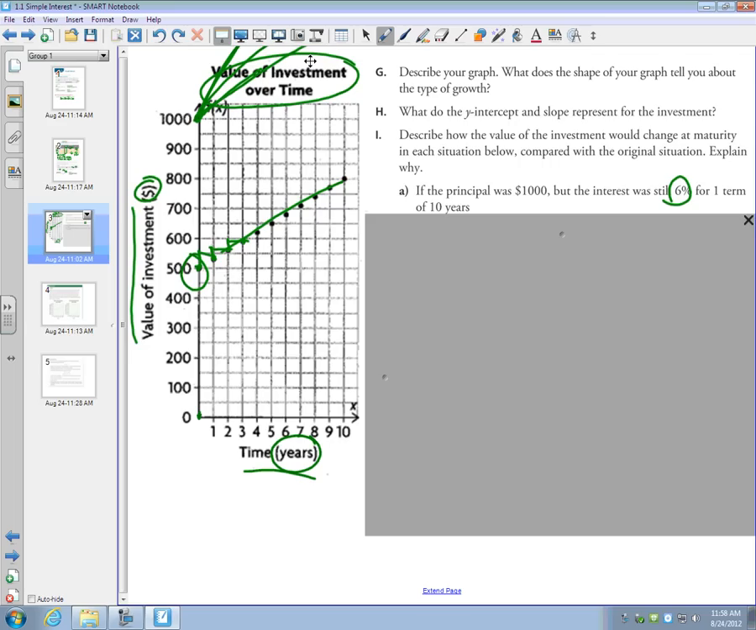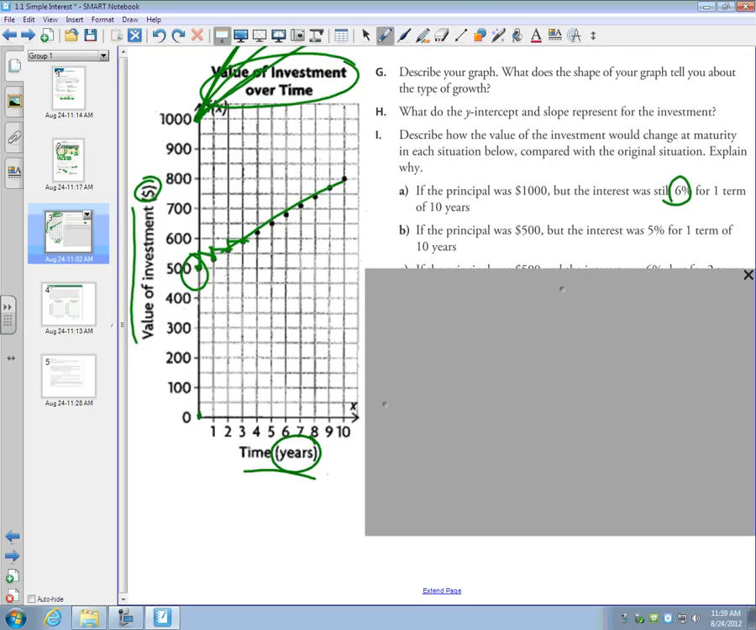B. Principal was 500, but the interest rate was 5%. So we'd still start here, but we'd have less. We'd earn it slower. Okay? The value of the investment would be less because the interest earned per year would decrease. C. Okay, so if the principal was 500 and the interest rate was 6%, but for 2 terms of 10 years. Okay, so now we're just going to extend this graph another 10 years. So we're going to get more money at the end.